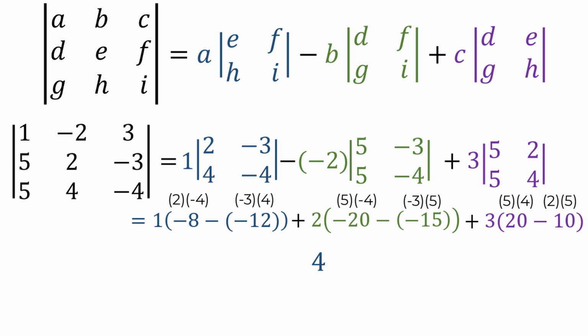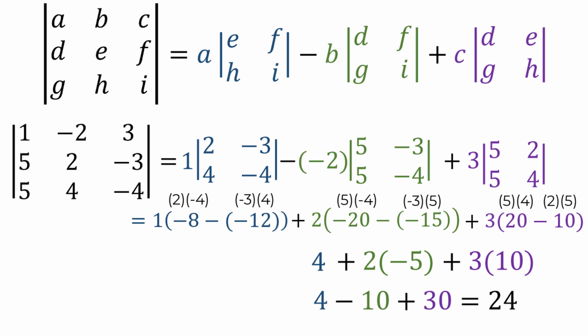This simplifies to 4 for the first term, because negative 8 minus negative 12 is 4. And then we have 2 times negative 5 for the second term, as negative 20 minus negative 15 is negative 5. And then we have 3 times 10 for the third term, as 20 minus 10 is 10. This simplifies to 4 minus 10 plus 30, which is 24. The determinant of our matrix is 24.